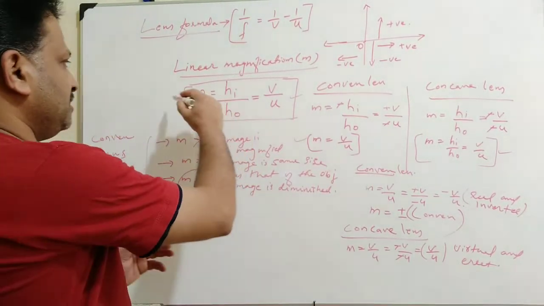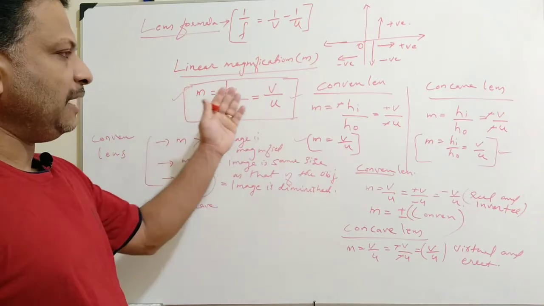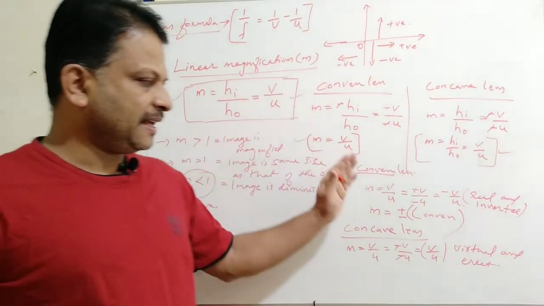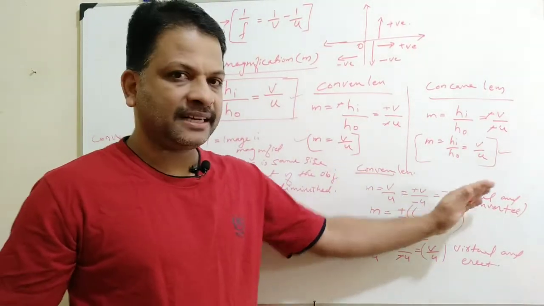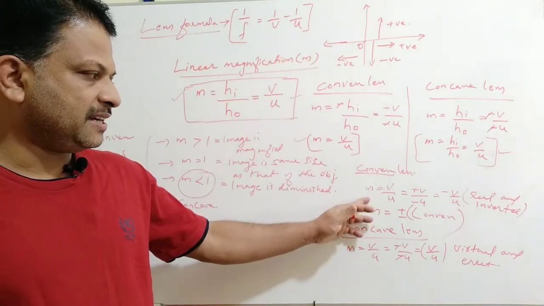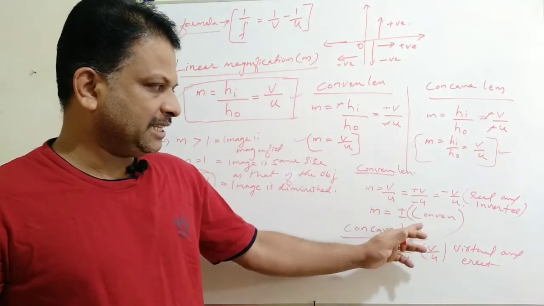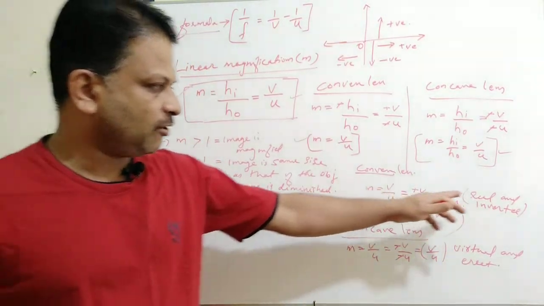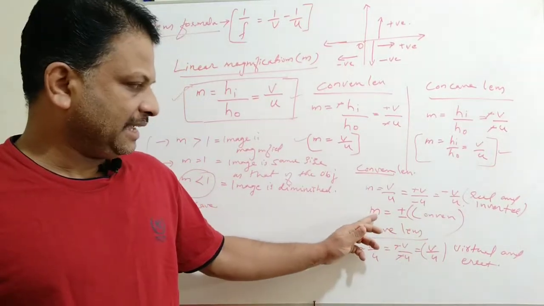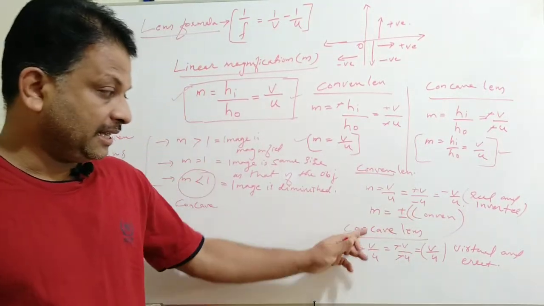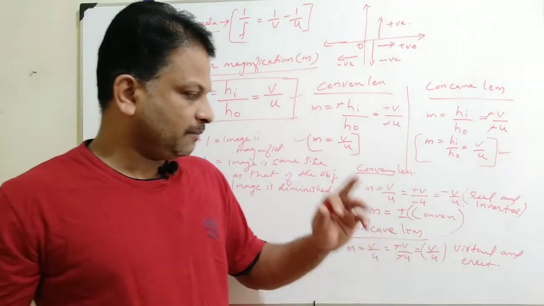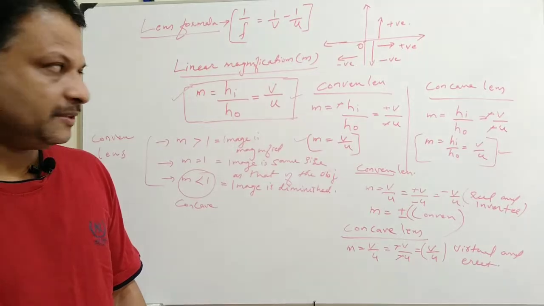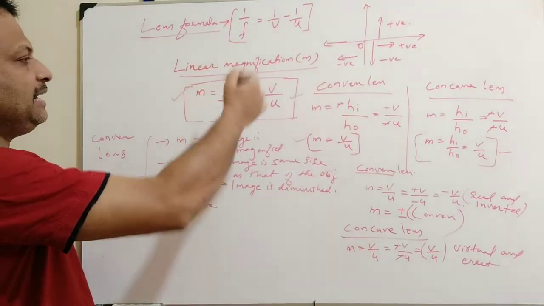So this magnification is a very little formula. It gives us an idea about the size of the image and also about the nature of the image, whether it is real or inverted. In case of a convex lens, M can be positive or negative depending upon the position of the object, because a convex lens can form a real and inverted image or a virtual and erect image. In case of a concave lens, the magnification is always positive because it forms a virtual and erect image. Clear? So this is all about linear magnification.